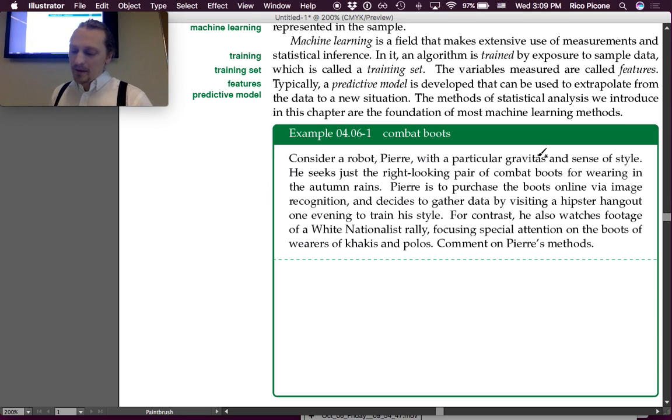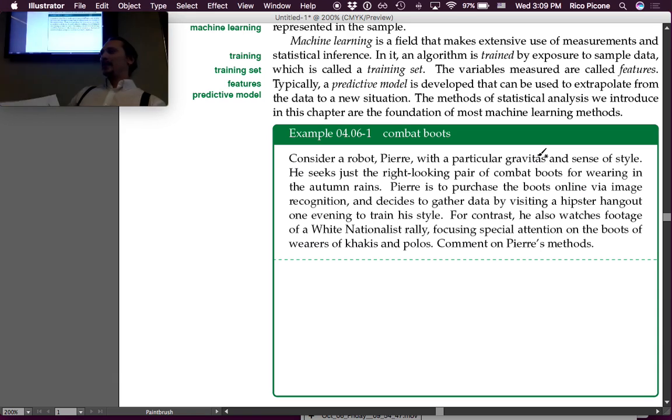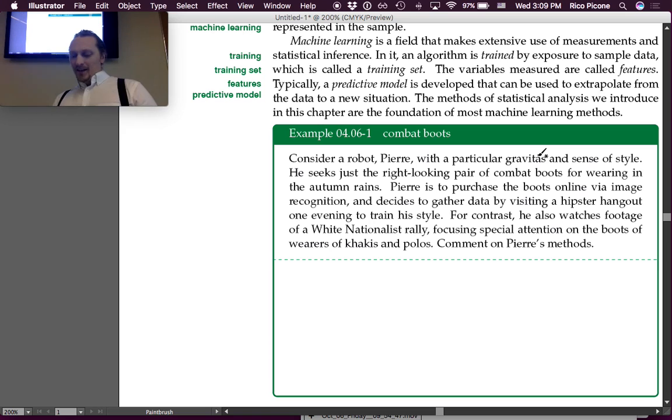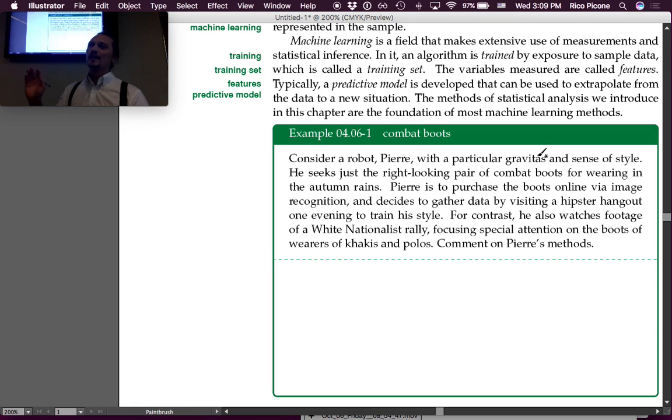And so he went to the hipster hangout thinking the hipster is fashionable. The hipster boots are supposed to be the cool ones. The white nationalists with their polo and khakis and tiki torches, clearly not fashionable, and so their boots are considered to be not fashionable and undesirable. So he's trying to get correlated with the one group and anti-correlated with the other. And when you have sort of an outcome that's known, so when he goes to the hipster hangout, he knows that these boots are supposed to be trendy, right?